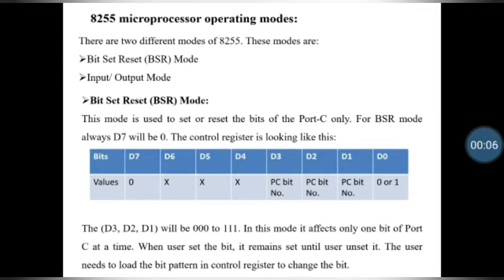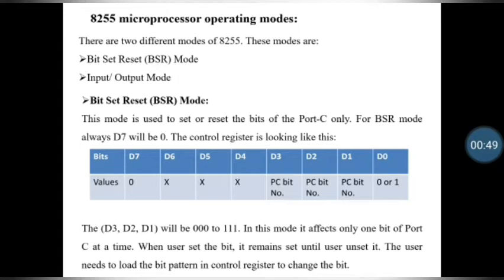Today we will discuss the different types of operating modes present in 8255. There are two different modes of 8255. First is the bit set reset mode, that is BSR mode. The BSR mode is only for port C. It is used to set the bits or to reset the bits present in port C.